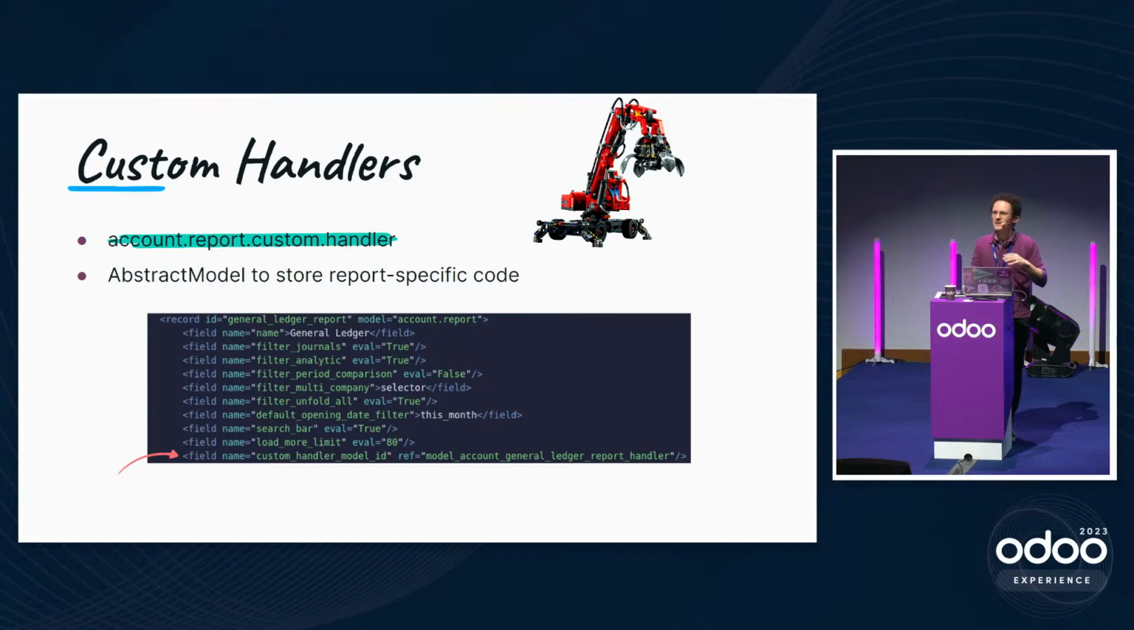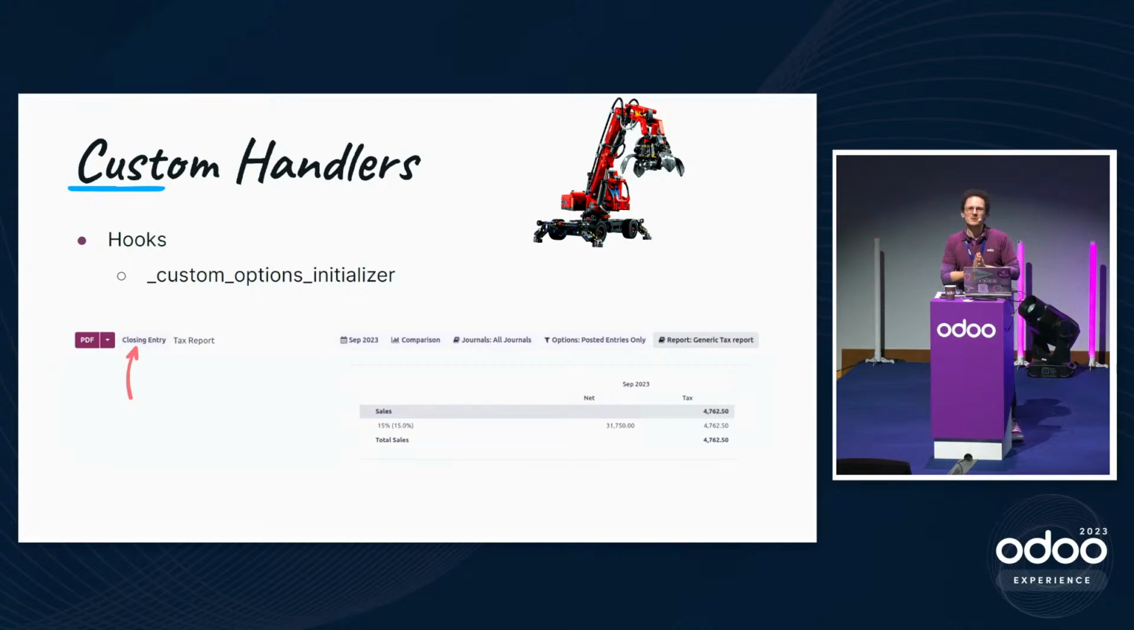But rest assured, they are all very well documented anyway, so you can just read the docstring yourself and understand it. I'm just going to give you the most important ones because they cover like 70 to 80% of the cases, so I think it's good. Let's start with the custom options initializer.